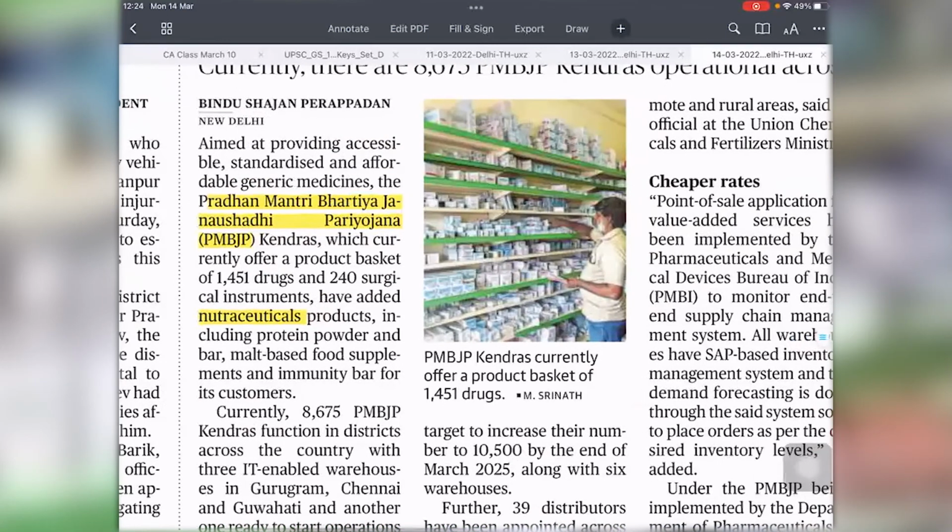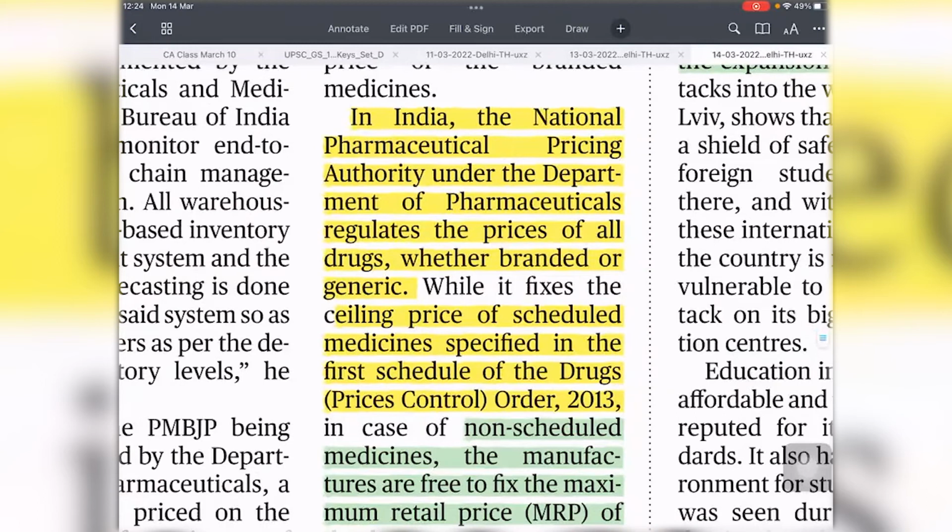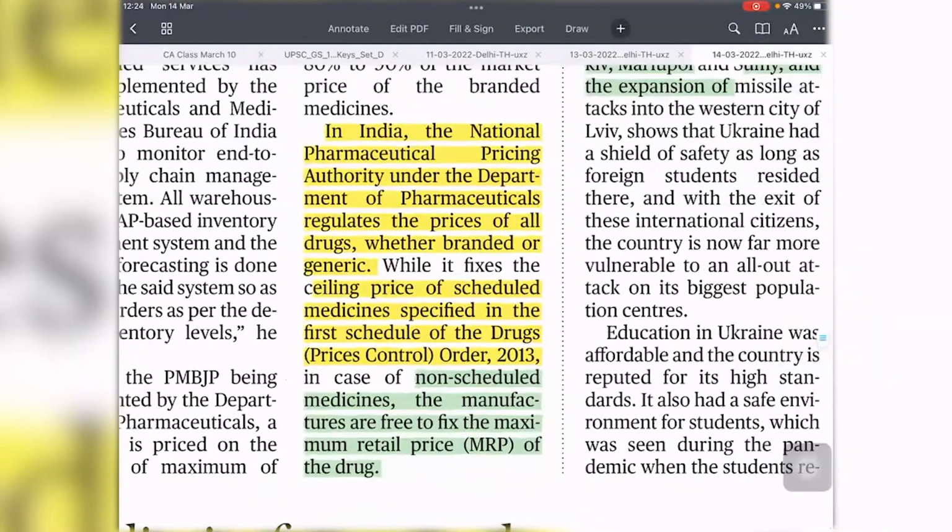So such things are nutraceuticals. But actually, Jan Aushadhi Kendras are generic medicine centers. That is one. Second thing, you must be knowing this, but just as a revision: in India, the National Pharmaceutical Pricing Authority, NPPA, is the one who decides the prices. Both generic and branded are regulated by NPPA. That is point number one. Second, only medicines within the scheduled list are covered under NPPA. Unscheduled ones do not have a cap. There is a previous UPSC question related to drugs, so this becomes important.